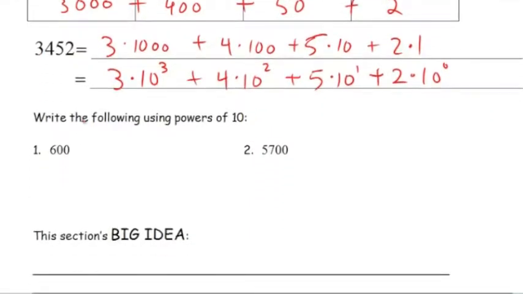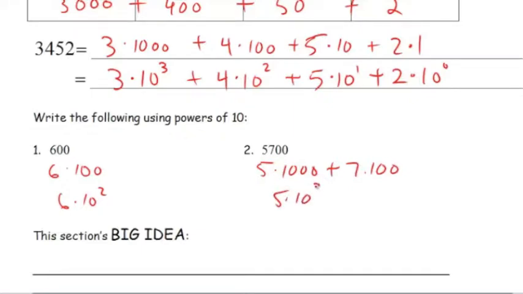In these two examples here, that's going to be 6 times 100, which is 6 times 10 squared. That's all we're looking at for that one. For this one, we'd have 5,000 plus 7 hundreds, or 5 times 1,000 written as 10 cubed, plus 7 times 10 squared.